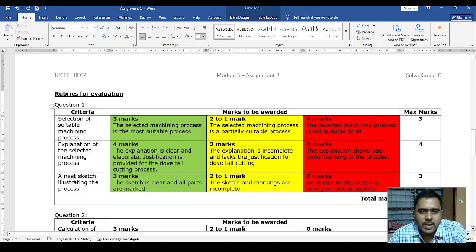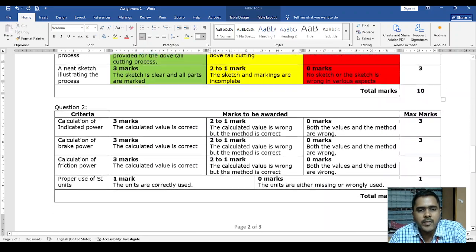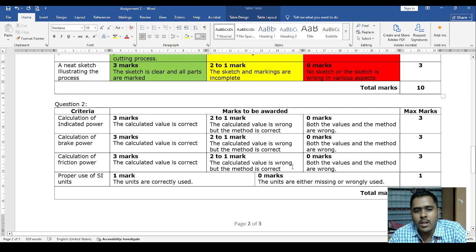So here everything will be correct, and here everything is wrong, or it is not up to the expected level. So here it is partially correct. In that scenario we can award somewhere between 2 or 1 mark. And if the explanation is incomplete, or the sketches are incomplete, they have attempted a sketch but it is not clear, and they have not marked all the parts, in those cases I will be awarding 2 to 1 mark. And obviously 0 marks will be awarded when there is no progress. In this manner I have prepared the rubrics for all the questions.